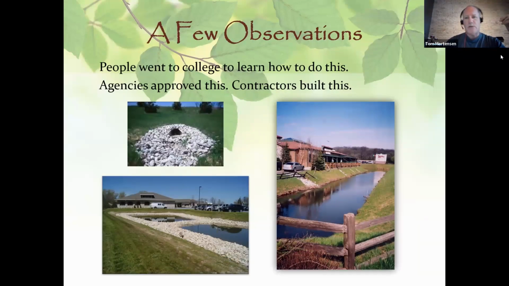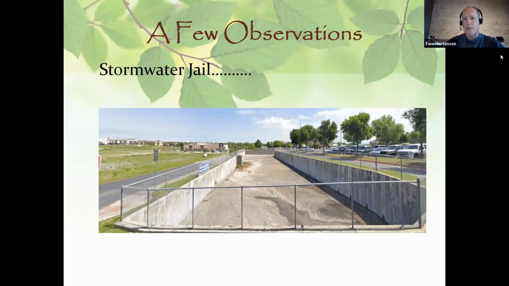So when you talk about stormwater, these are examples of some projects we did not design, but I took photos of. People went to college to learn how to do this, and agencies approved it, and contractors built this. And I think this is about as far away from our relationship with water, this free resource that falls from the sky. What do we do with it? In these photos, we treat it like a waste product. We don't really have a relationship with it in a very positive way. This is just, get it done as quickly and efficiently and cheaply as possible.